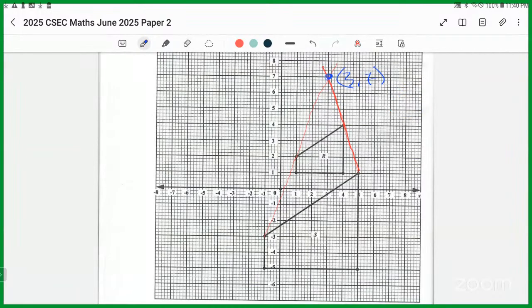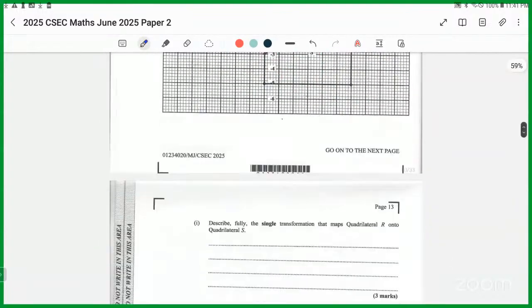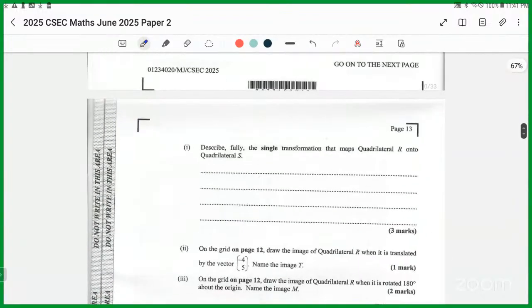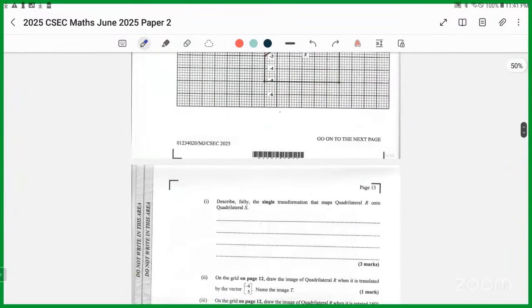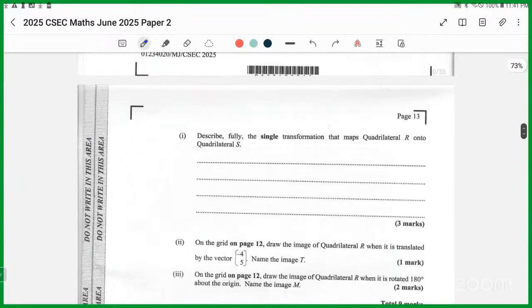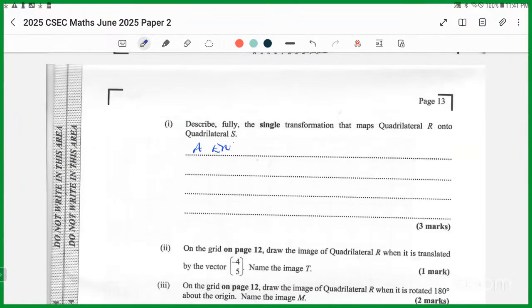And so I can describe it when they want. So I'm sure they're going to ask us to describe. There you go. Describe the single transformation which maps R onto S. R onto S is an enlargement of scale factor 2.